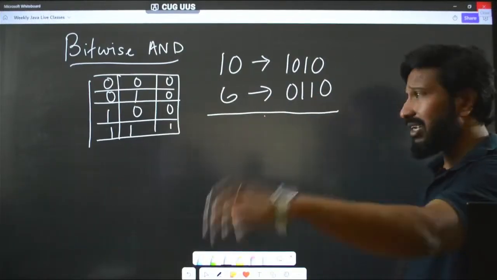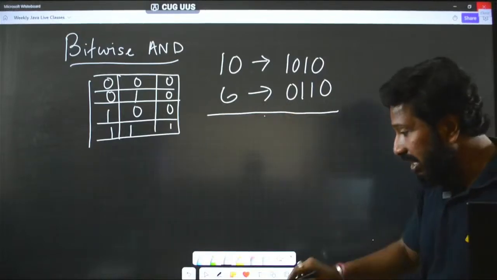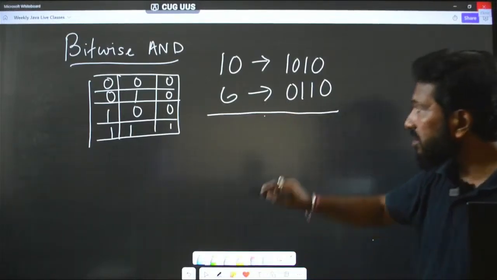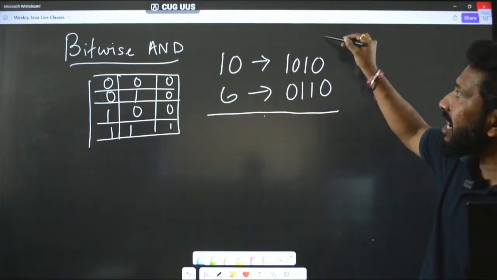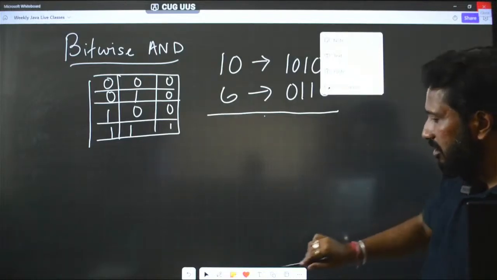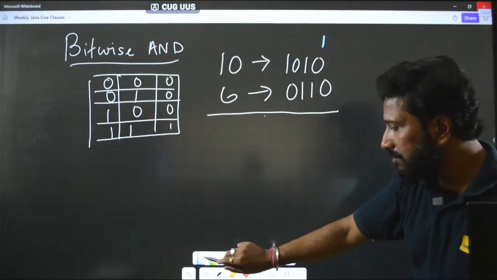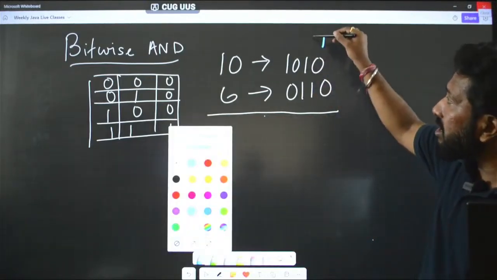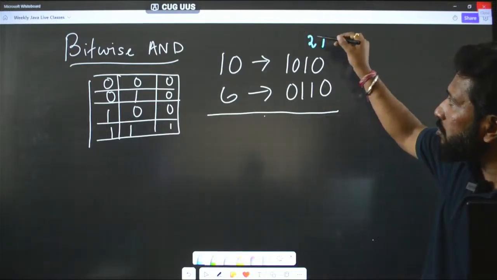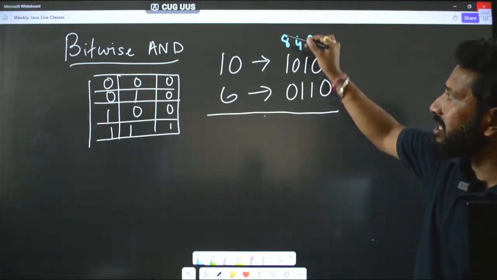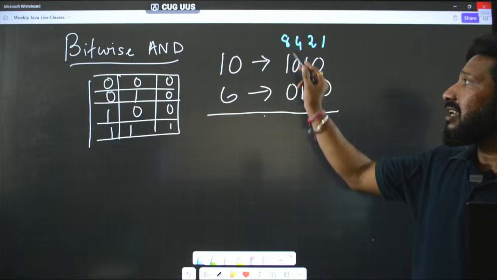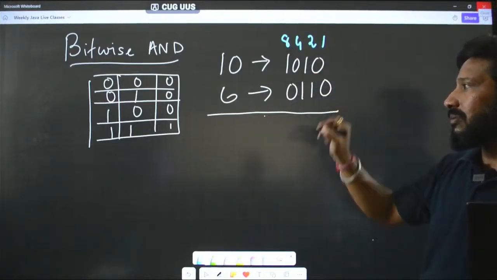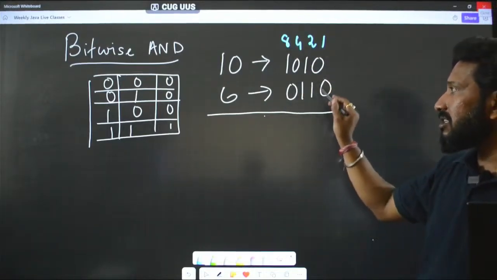I will give you a simple hint. If you want to remember that, just remember it like this. As I told you earlier, you will take numbers like this: 1, then double that, 2, then 4 and 8. So ultimately 8 plus 2 is 10, so I have written 1 and 1, and here 4 plus 2 is 6, so it is 1 and 1.